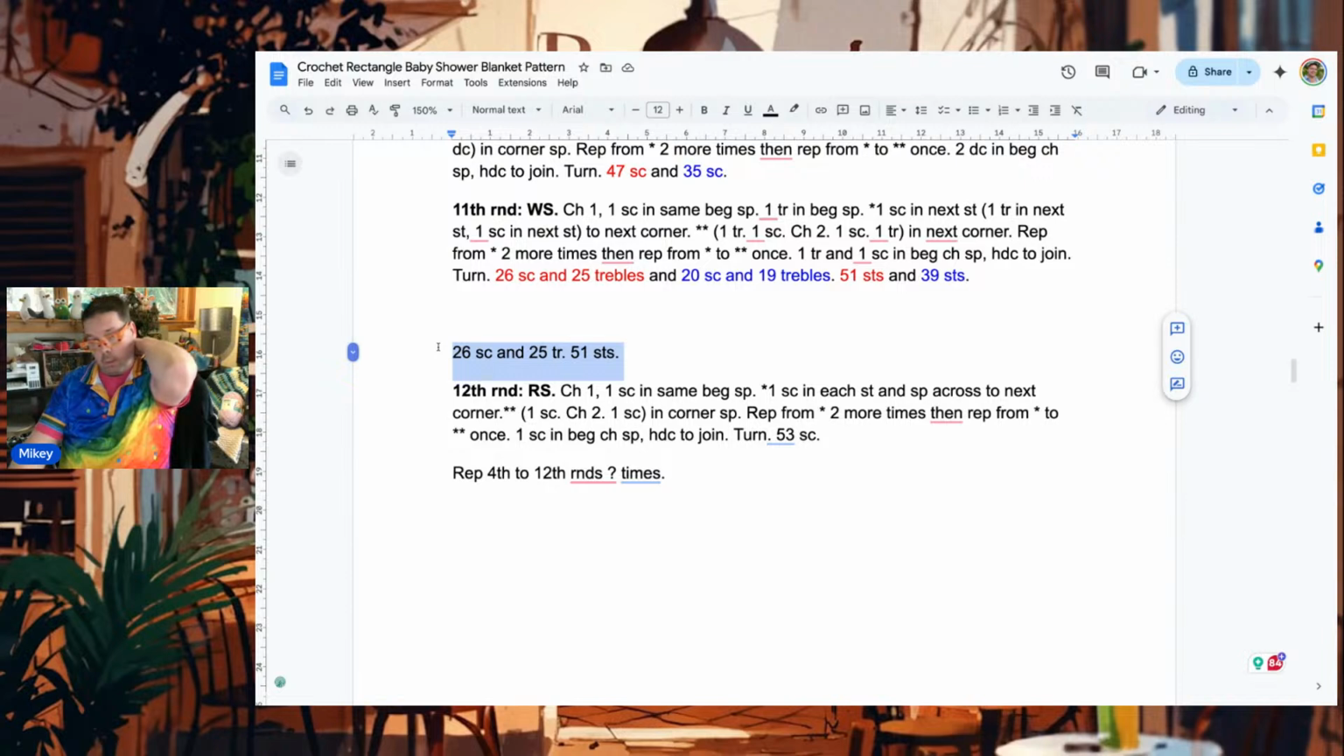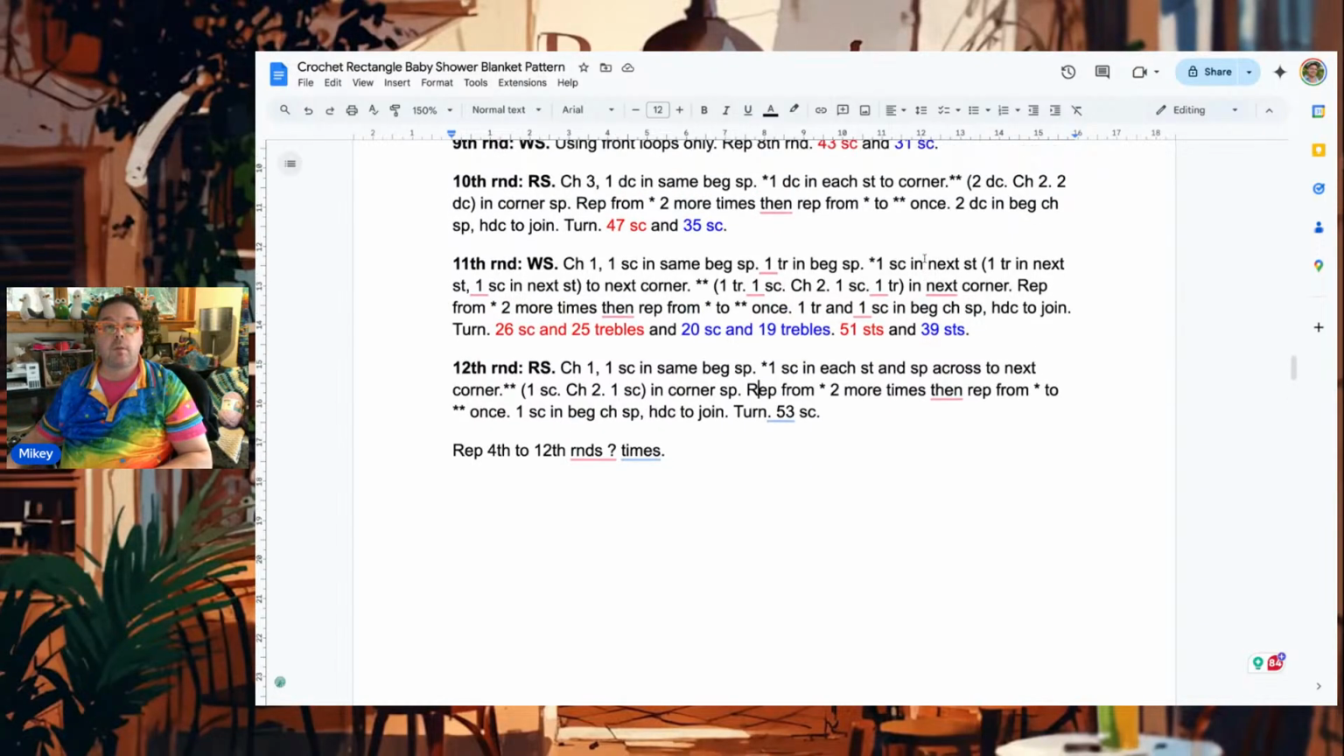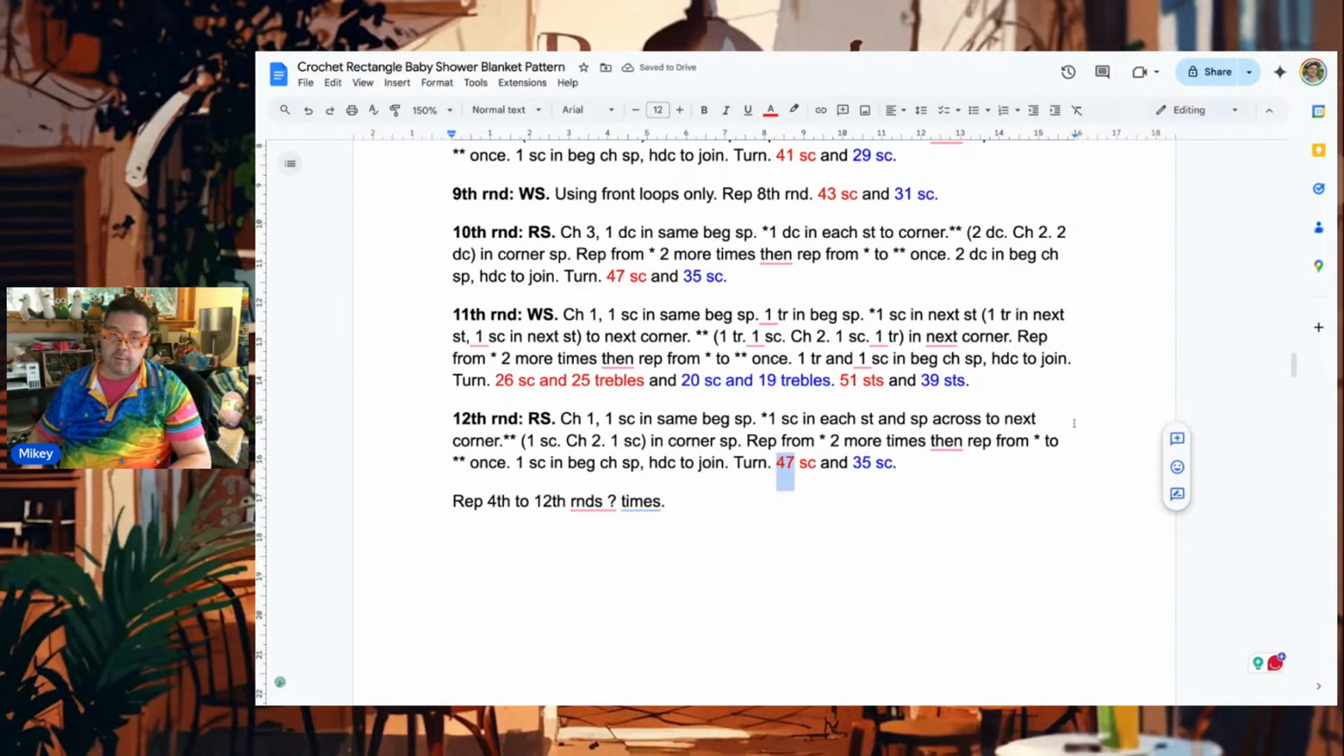Okay, and here's the last repeat. This is just number 12. It's just single crochet rounds. 47. So if it was 51 last time, it's 53. Let me just check my notes. It is 53. And 35 plus 2 is 37. Checking notes.